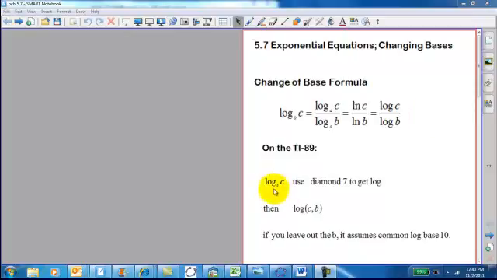Now on the TI-89, you actually don't have to use the change of base rule. You can use log base c as log, which you get with diamond 7 to get log(c, b), where the second thing in the argument is what you're using for the base, and this is the input number, c. If you leave out the b, it just does the common log base 10.